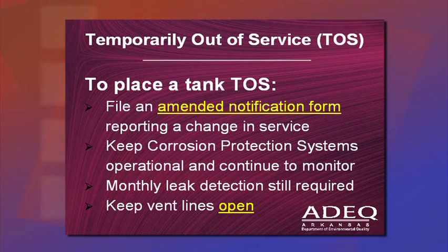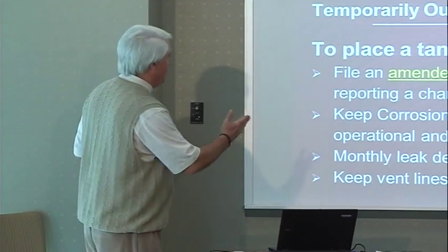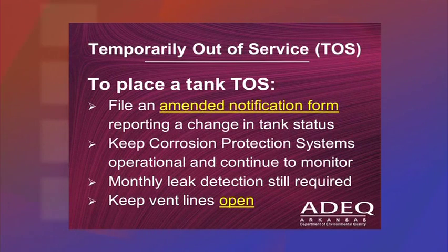All right, now to place a tank temporarily out of service. You have to file an amended notification form, that little form I showed you. Call us, we'll send you one. Say that the tank is going to be temporarily out of service. You have to keep corrosion protection systems operational, and you have to continue to monitor them if it's required for that temporarily out of service tank.